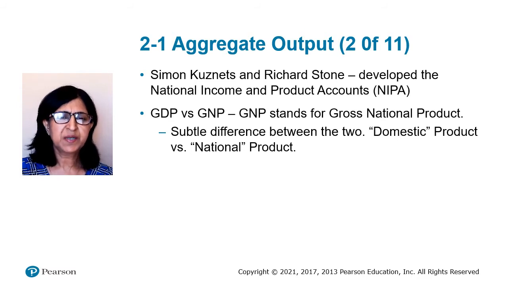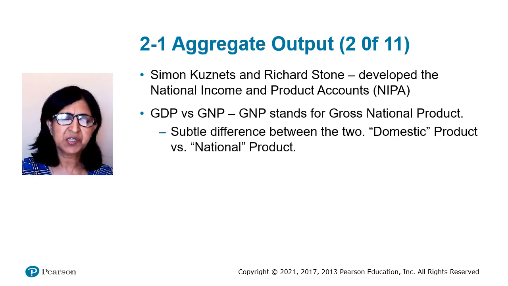Two economists, Simon Kuznets from Harvard University and Richard Stone from Cambridge University, received the Nobel Prize for their contributions to the development of the National Income and Product Accounts, NIPA.